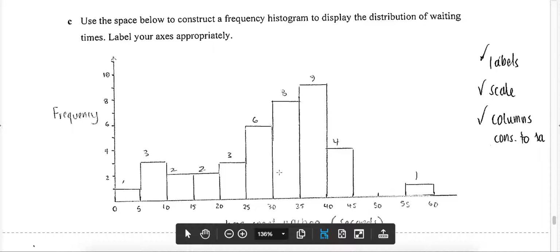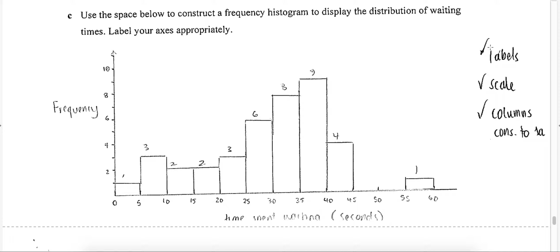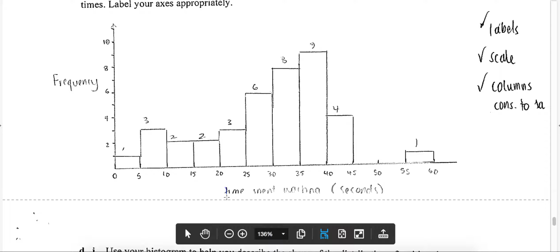All right, the histogram. Just a few notes about this one. First of all, I was looking for labels on both axes. So frequency needed to be on the vertical axis. And this is cut off a little bit, but it should say time spent waiting. And it's really important that you put the unit. If you just put time spent waiting, that can be in hours, that can be in months, that can be in years. You must always mention the unit.